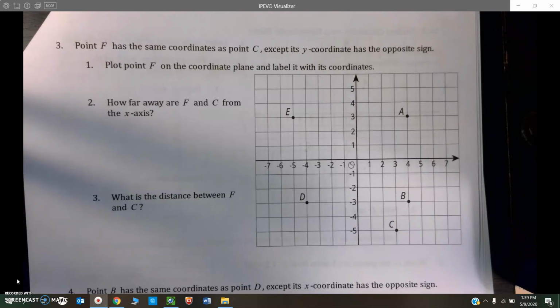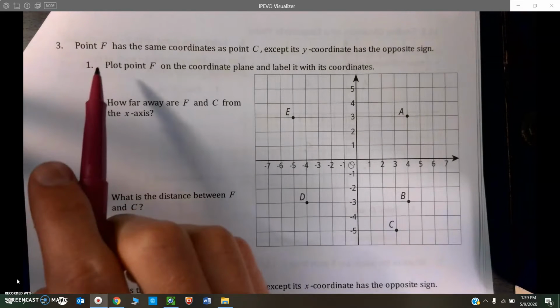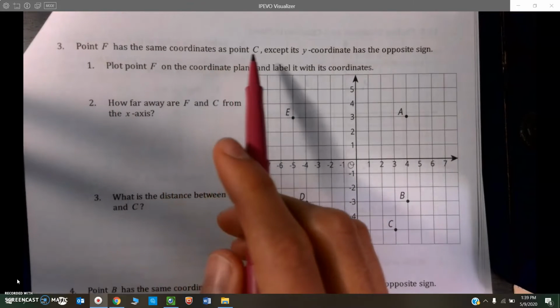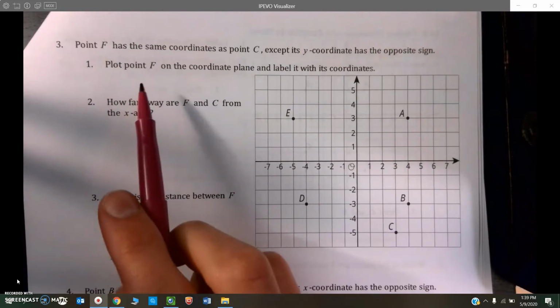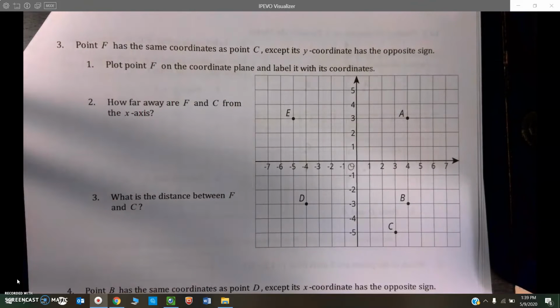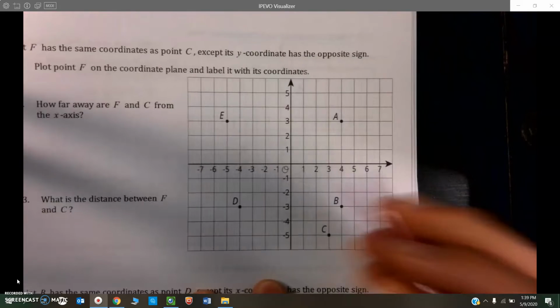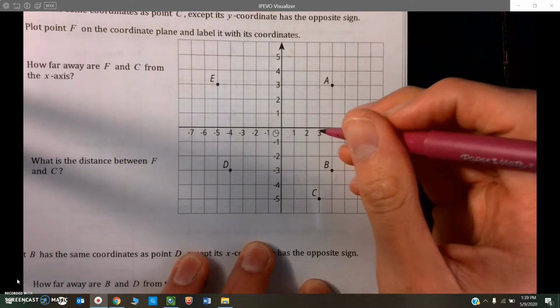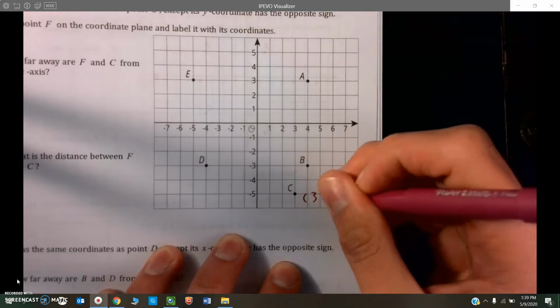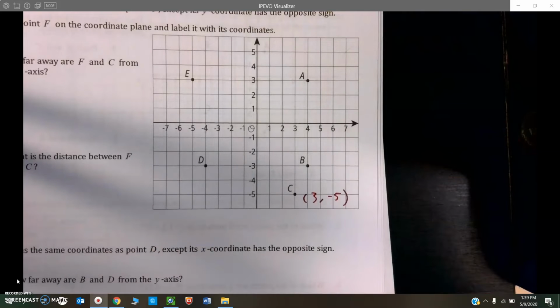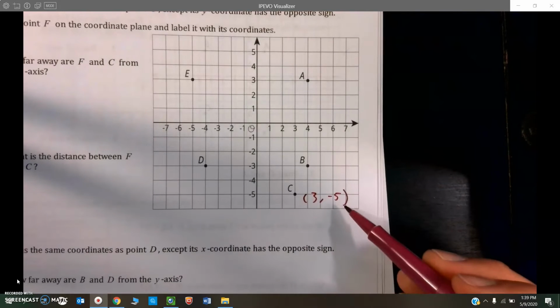Alright, so we are continuing our discussion on distances on the coordinate plane. Number 3 says point F has the same coordinates as point C, except its y-coordinate has the opposite sign. Plot point F on the coordinate plane and label it with its coordinates. So let's first start by labeling what C's coordinates are. So we have (3, -5). So that's to the right 3, down 5.